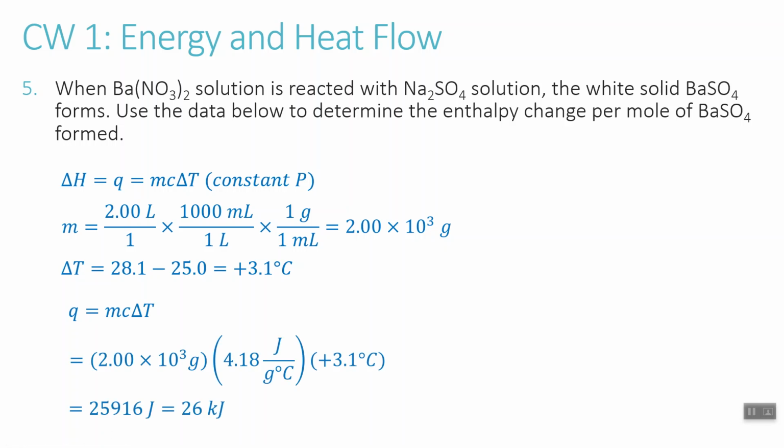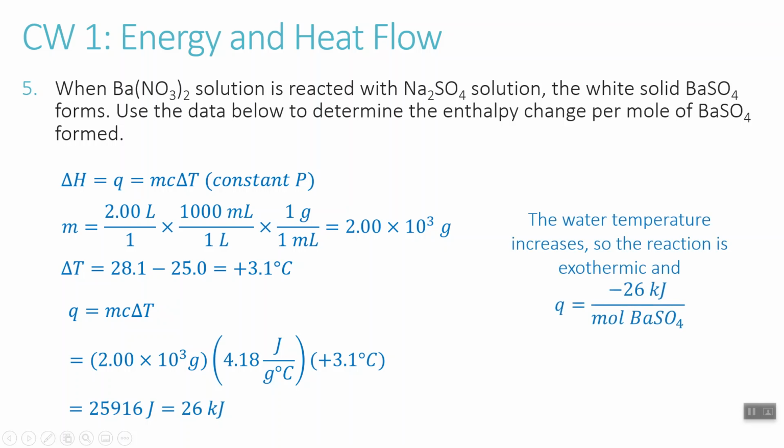So this is going to give us 26 kilojoules here. So the water temperature increases, which means the reaction is exothermic. So Q is going to be equal to negative 26 kilojoules. So we do have to apply some common sense here. Remember, we're measuring the temperature change of the water. So if the water temperature goes up, it's because the reaction is exothermic and is releasing that heat into the water.